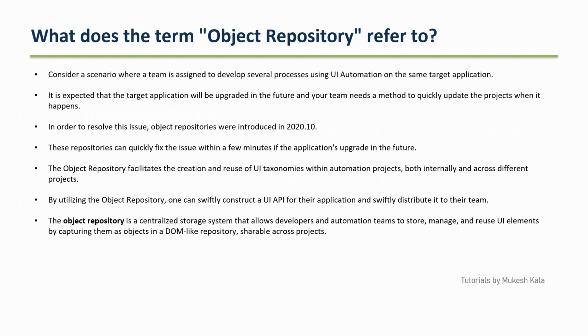So first thing first, what exactly is object repository, right? As in the previous video, we have already seen, in case a developer wants to create a repository of the descriptors of all the UI elements and share it across to the team so that they can use it in the same project or a different automation project, we create something which is called object repository, which is a DOM-like repository shareable across the projects, right?